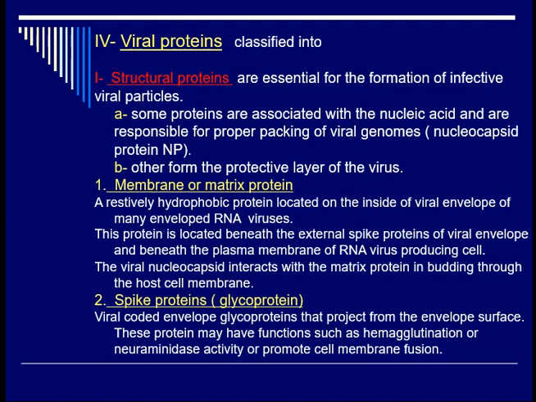The second example of the other structural proteins forming the protective layer of the virus and the outer surface of the virus is the spike proteins, the glycoproteins. They are virally coded envelope glycoproteins that project from the envelope surface. These proteins may have functions such as hemagglutination or neuraminidase activity, or promote cell membrane fusion.